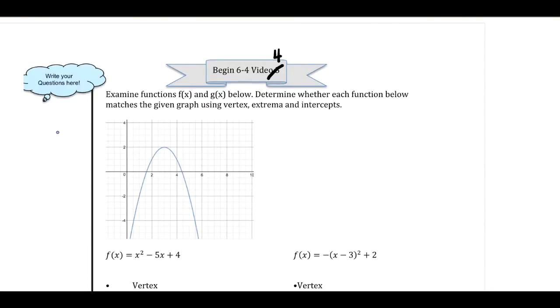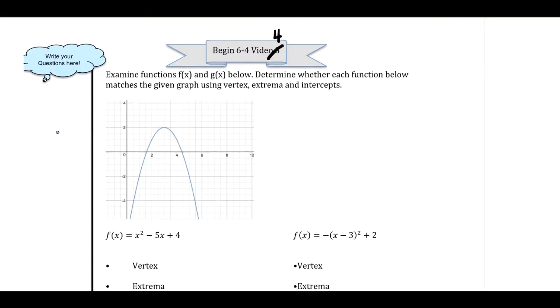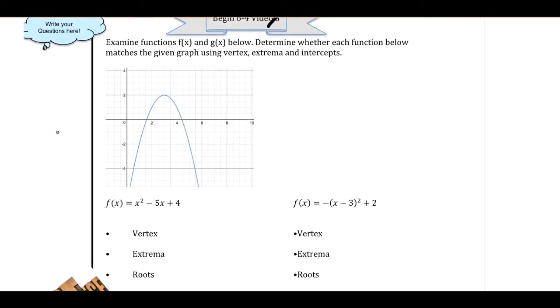In this video we are going to be given a graph and we are going to look at two different forms of an equation and try and figure out which one matches the graph. The way we're going to do this is we're going to be given some specific hints of some characteristics to find to help us see which one matches. The first characteristic you'll see in both of these equations is that we're asked to find the vertex.